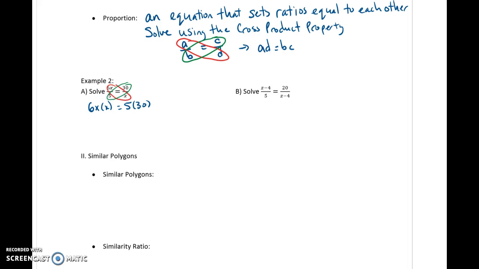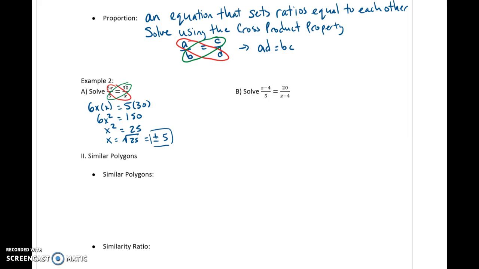Remember, 6x times x is 6x squared. 5 times 30 is 150. Remember, before you square root this, make sure you isolate your power. So we're going to divide both sides by 6 to get x squared equals 25. And now we can go ahead and square root both sides. Remember, the square root of 25 has 2 possible answers, so plus or minus 5. Because we have no context to this, we don't necessarily want to eliminate the negative 5. We just want to give all possible values to x.